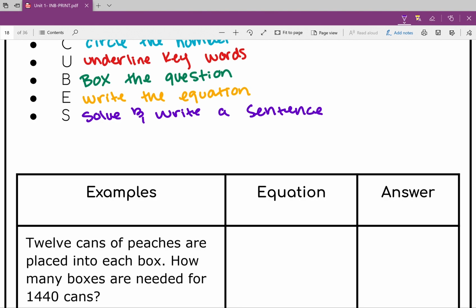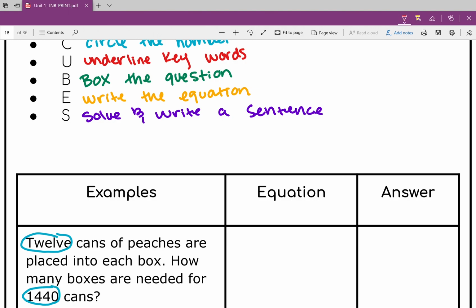Okay, so the first example says 12 cans of peaches are placed into each box. How many boxes are needed for 1,440 cans? So first step of CUBES is we're going to circle the numbers. So I have 12 and 1440. Then I'm going to underline some keywords.